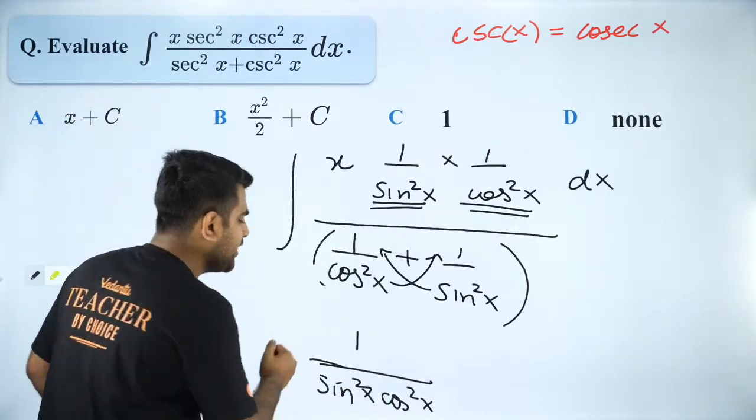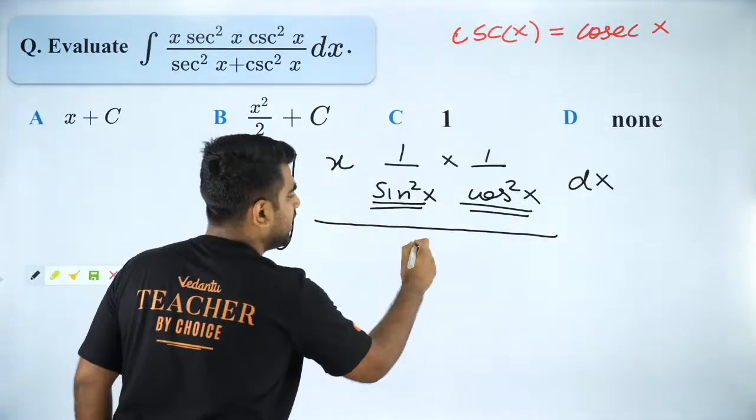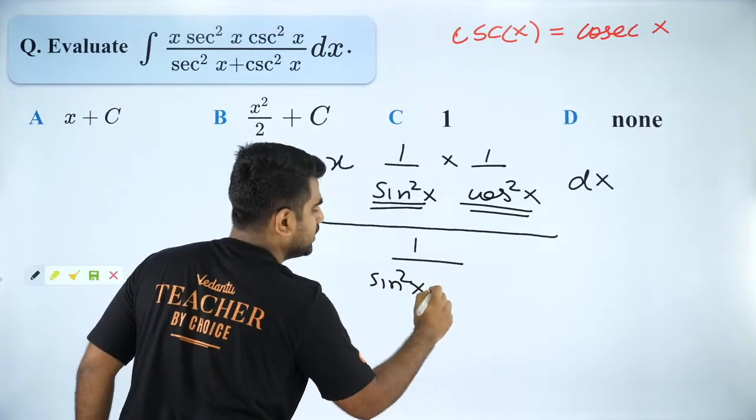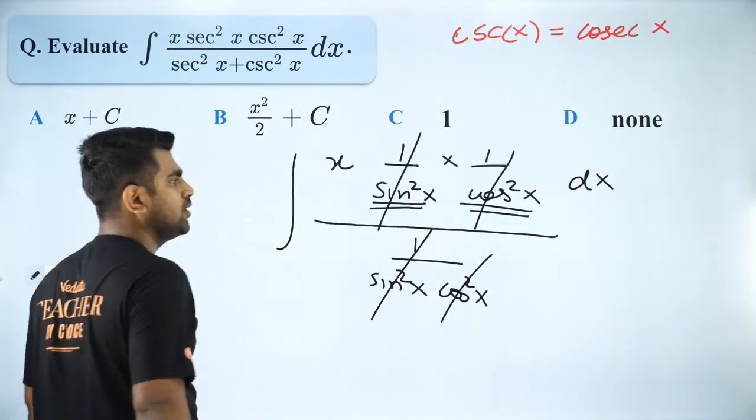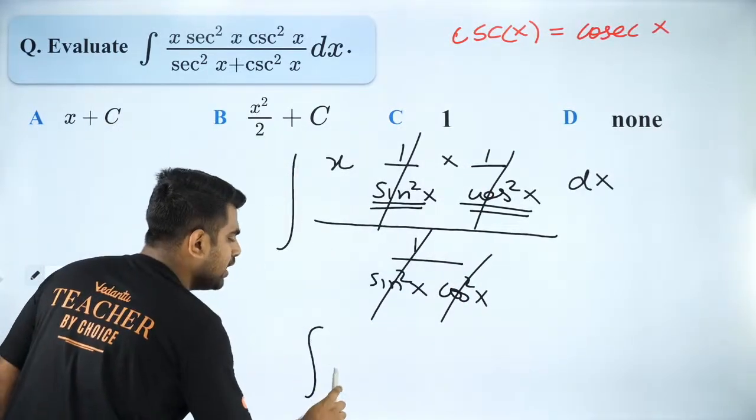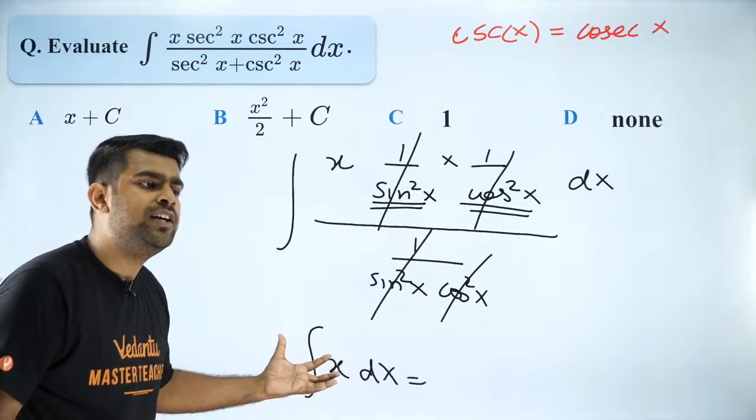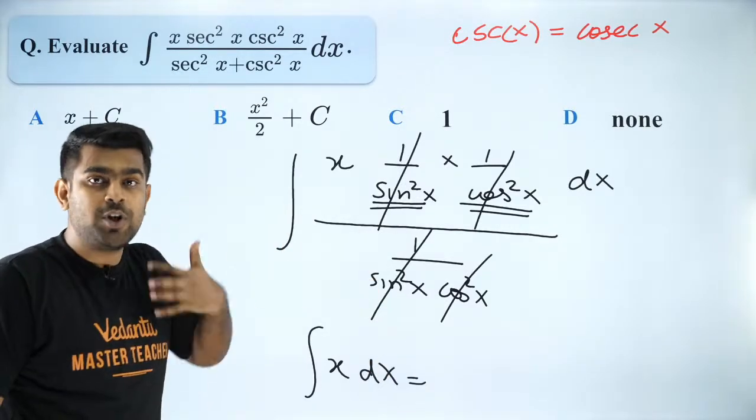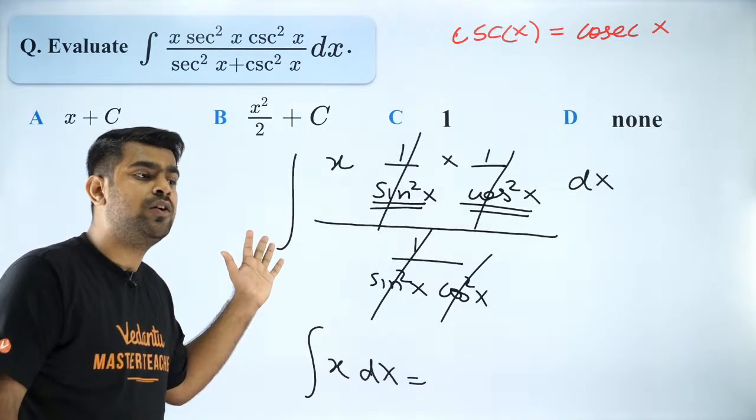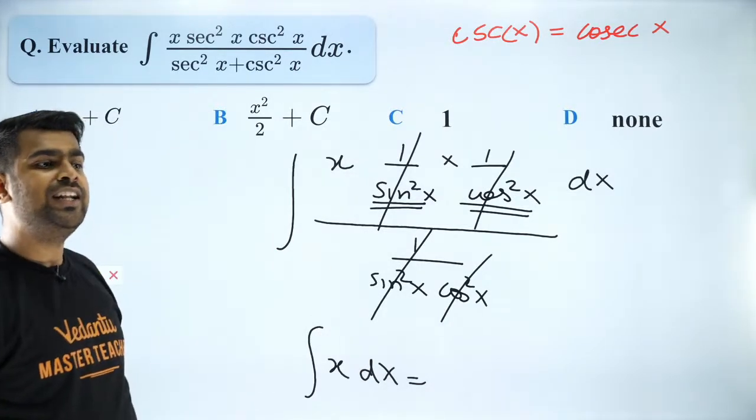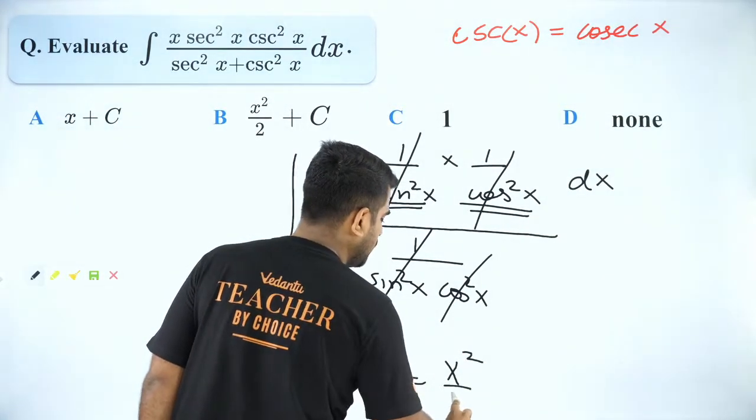So, can I write the denominator as 1 by sin square x, cos square x? So, if I write it as 1 by sin square x, cos square x, can I cancel this and this and this and this? So the entire integral now reduces to x dx. So did you need any formula? Did you need any great observation? Any great formula you have to memorize to answer this question? No, it is not needed. Okay, so the answer is x square by 2.